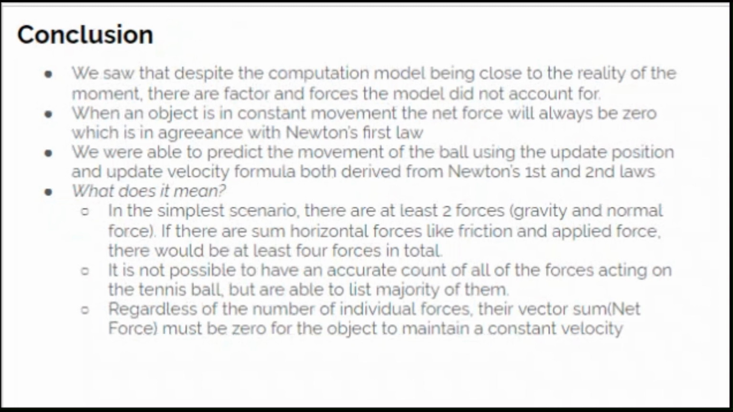So what does this all mean? In the simplest scenario, there are at least two forces, gravity and normal force. If there are horizontal forces like friction and applied force, there would be at least four forces in total. It's not possible to have an accurate account of all the forces acting on the tennis ball, but we are able to list the majority of them. Regardless of the number of individual forces, their vector sum must be 0 for the object to maintain a constant velocity. Thank you.